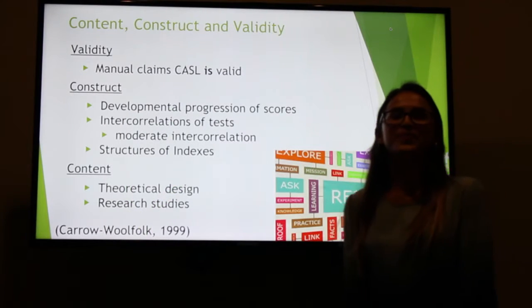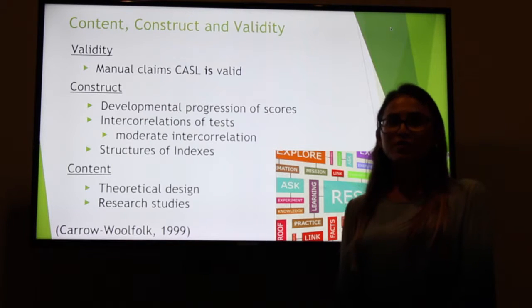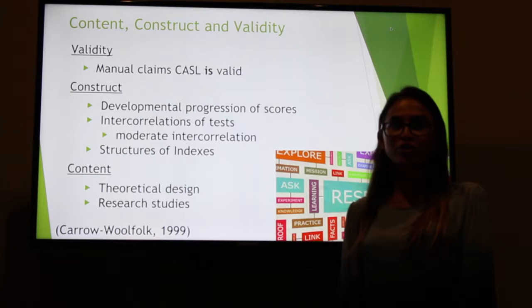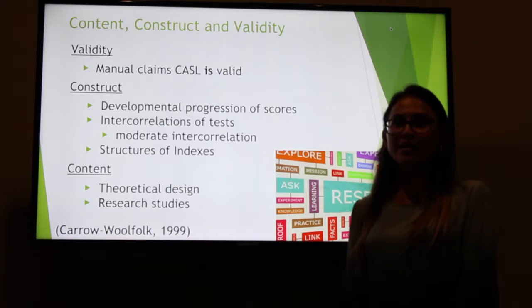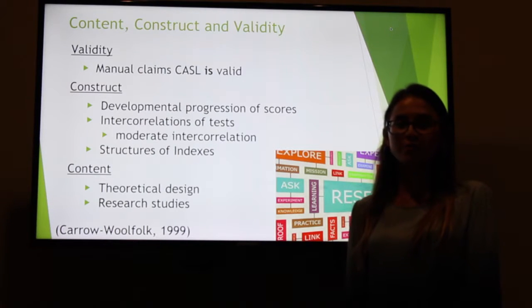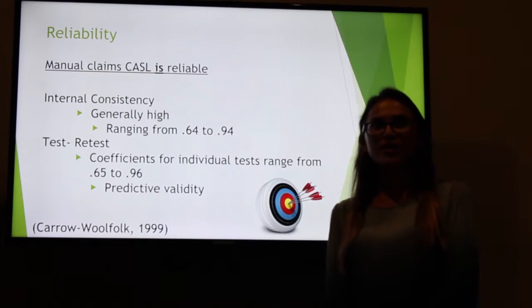All right. So the manual states that the CASL is valid. Construct validity includes developmental progression of scores, intercorrelations of tests, and factor structures of the indexes. Content validity is that the task of each CASL test was selected on the basis of both theoretical design and previous research studies. This allows for the nature and type of disordered language to be identified and subsequent interventions to be planned. The manual claims that the CASL is reliable.